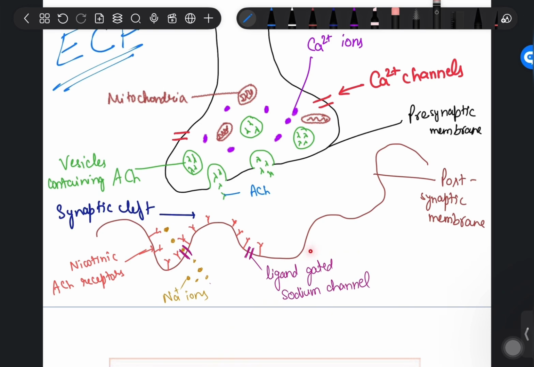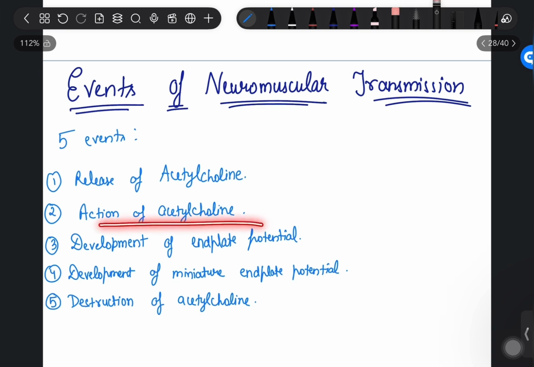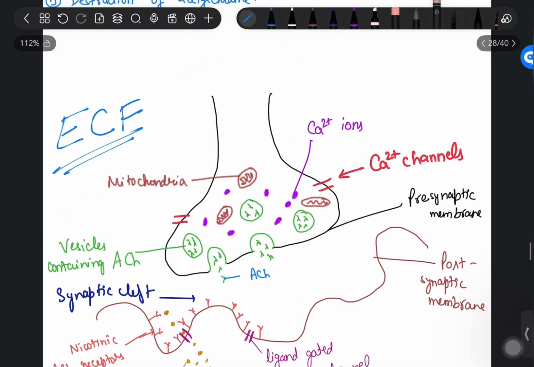The permeability of the postsynaptic membrane increases, and sodium ions, which are present in the extracellular fluid, come inside the muscle by the ligand-gated sodium channel. Now, the sodium ions alter the resting membrane potential and develop an electric potential, and this electric potential is called end plate potential. Now, we have discussed the second part also, the action of acetylcholine. And the other points we will discuss very briefly.